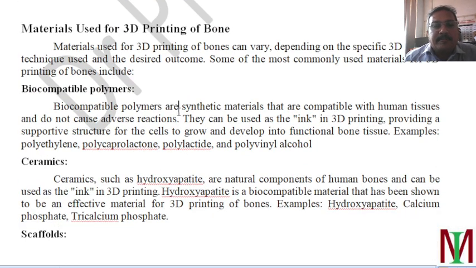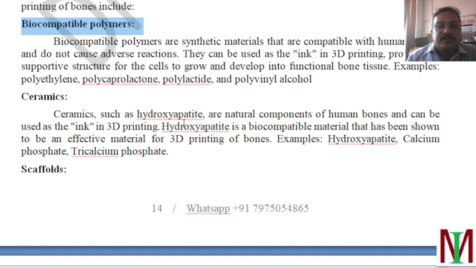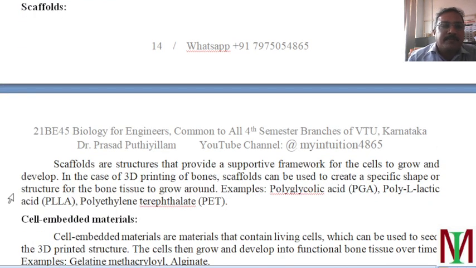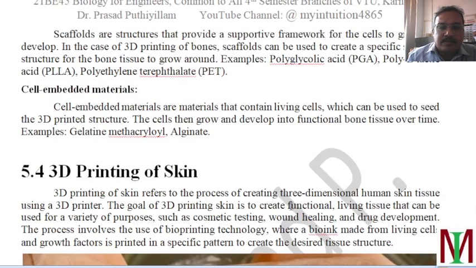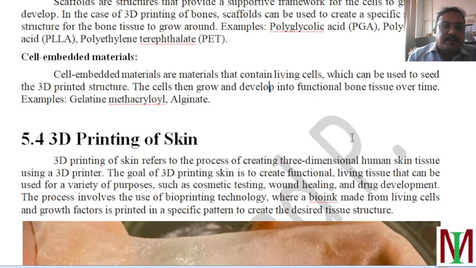Now the materials used. Again polycaprolactone, polylactate, polyvinyl alcohol are biocompatible polymers which can be used. Hydroxyapatite or calcium phosphate, tricalcium phosphate are the ceramics which can be used. Scaffolds are made using polyglycolic acid or polylactic acid, polyethylene terephthalate. Scaffolds are prepared; the framework is prepared and used for 3D printing of bone. Cell embedded materials like gelatin methacrylate and alginate are used as cell embedded materials. The cells are embedded, added to that.